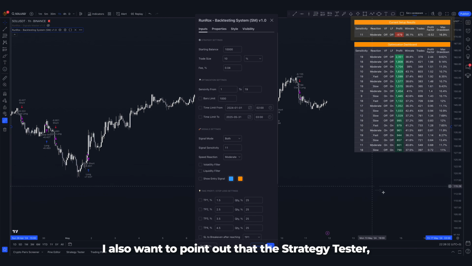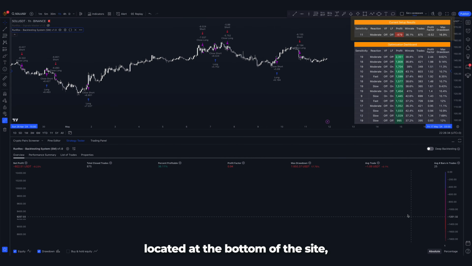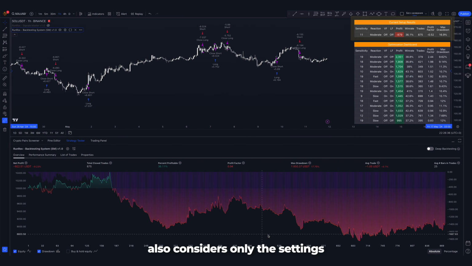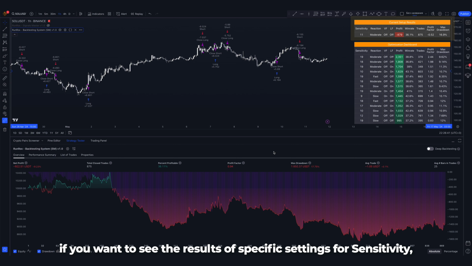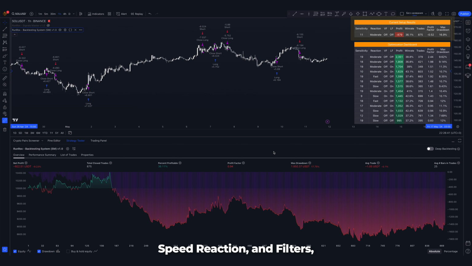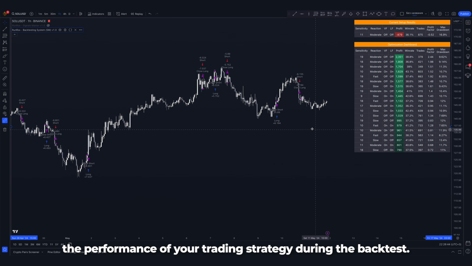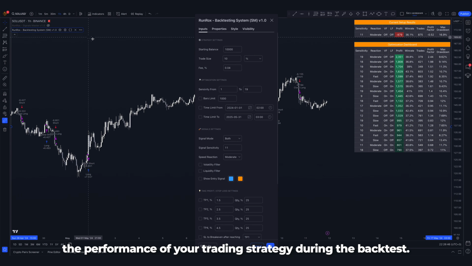I also want to point out that the strategy tester, located at the bottom of the site, also considers only the settings from this block in its calculations. It's important to understand this for proper use of the backtester when testing your strategies. Therefore, if you want to see the results of specific settings for sensitivity, speed reaction, and filters, you need to enter these settings here. Only then will you be able to see all the data in detail, providing a clear view of how these particular settings impact the performance of your trading strategy during the backtest.